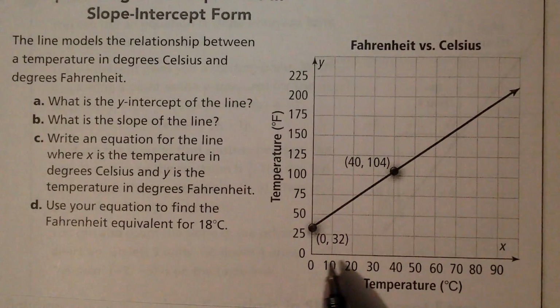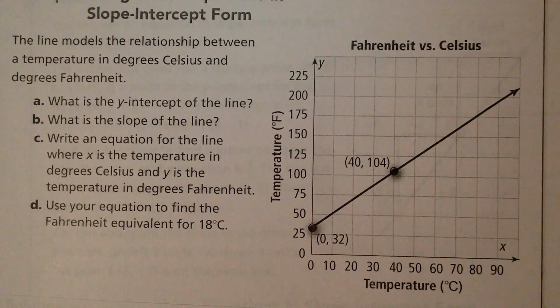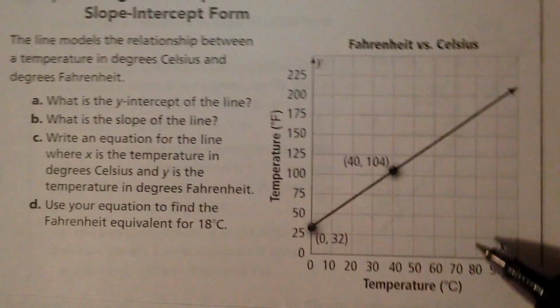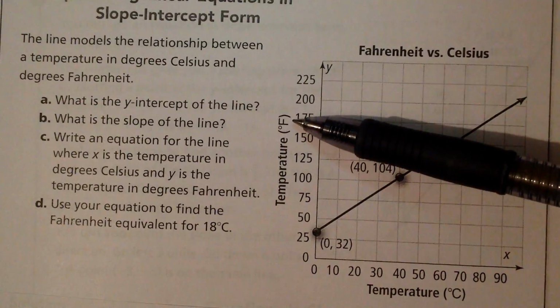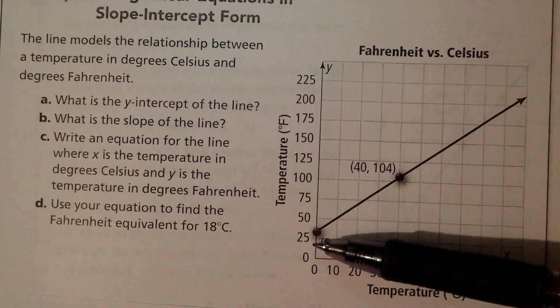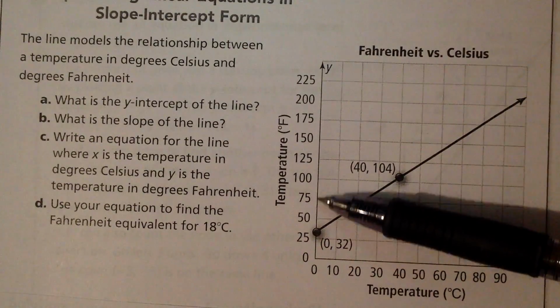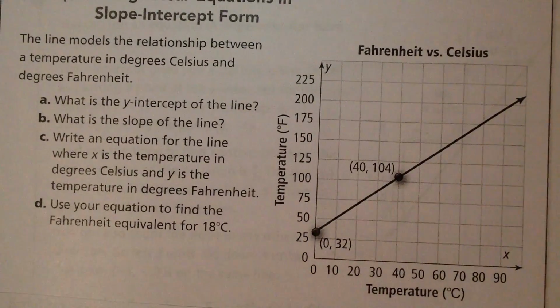Every little marking is representing 10, 20, 30, 40, and so forth on. You have your vertical axis, which is the temperature in degrees Fahrenheit. You see every little marking represents 25. So 25, 50, 75, 100, and so forth on. So let's look at A part.